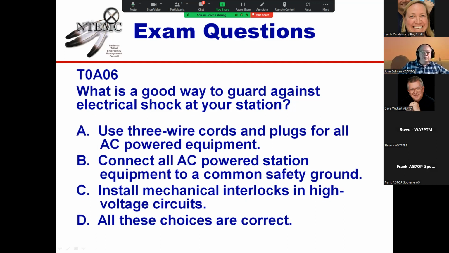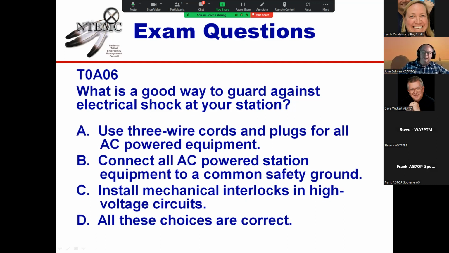B, connect all AC powered station equipment to a common safety ground. And that's what that pipe was, our common ground. Or C, install mechanical interlocks in high voltage circuits. Well, we've just said looks like A and B are correct. So is C correct, which would mean all of the above are?